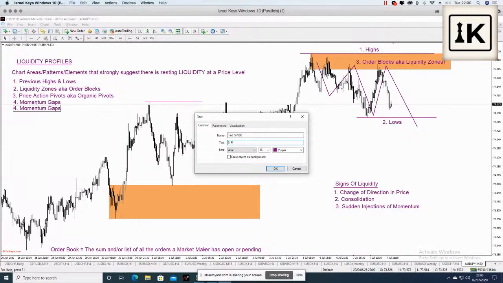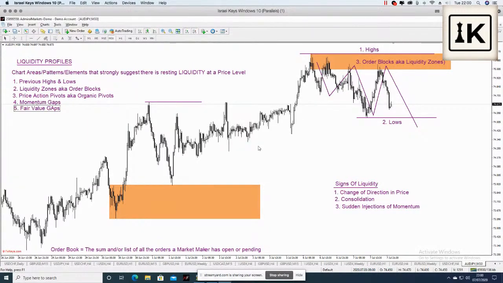He calls them fair value gaps, right? Fair value gaps. I'm not going to try and change it. That's what he calls them. Now for this, I'm going to have to show you a couple of examples of what a fair value gap is, because it's not as easy to spot as a momentum gap.